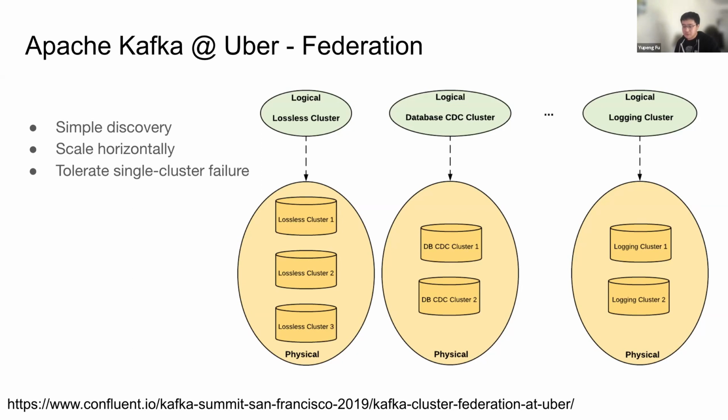In addition to the simplification of discovery, there are also scaling benefits from this setup. For example, we can scale one logical type of clusters horizontally by adding more clusters. And in addition to that, we can also tolerate a single cluster failure by routing to another. So please check out the Kafka Summit talk we had at the link at the bottom for other details on this. You are also more than welcome to check out the details in the paper.